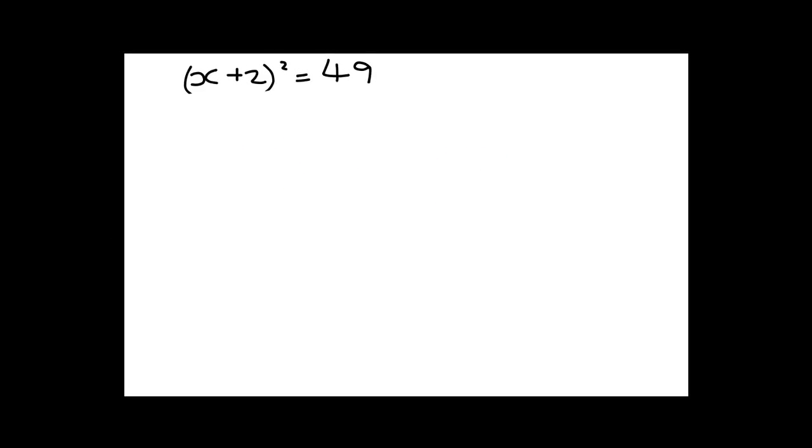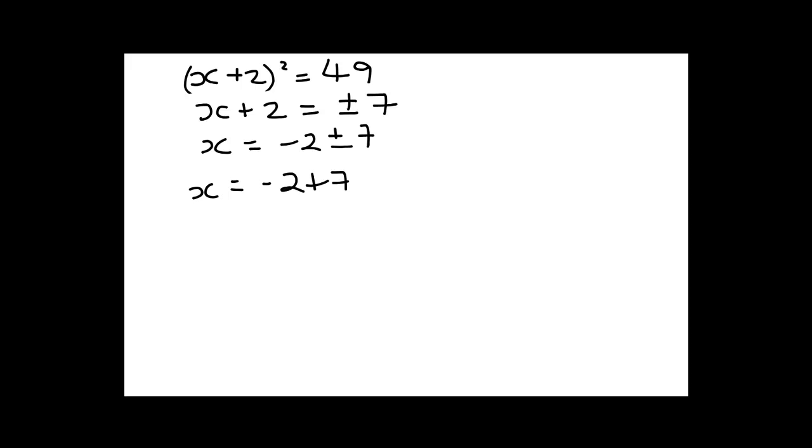(x + 2)² = 49. Take the square root of both sides, remembering the square root of 49 is plus or minus 7. We subtract 2 from both sides. This means x is either equal to -2 + 7, that's x = 5, or x is equal to -2 - 7, that's x = -9.